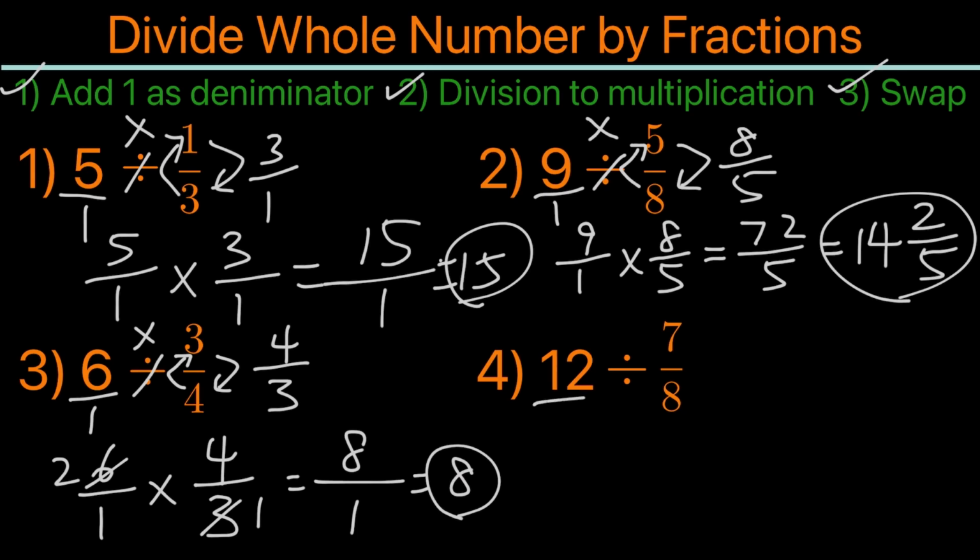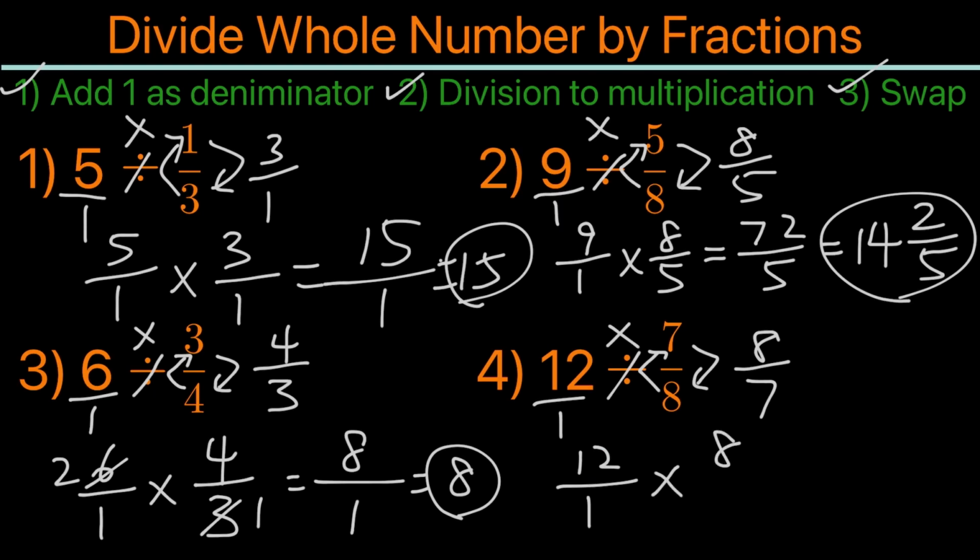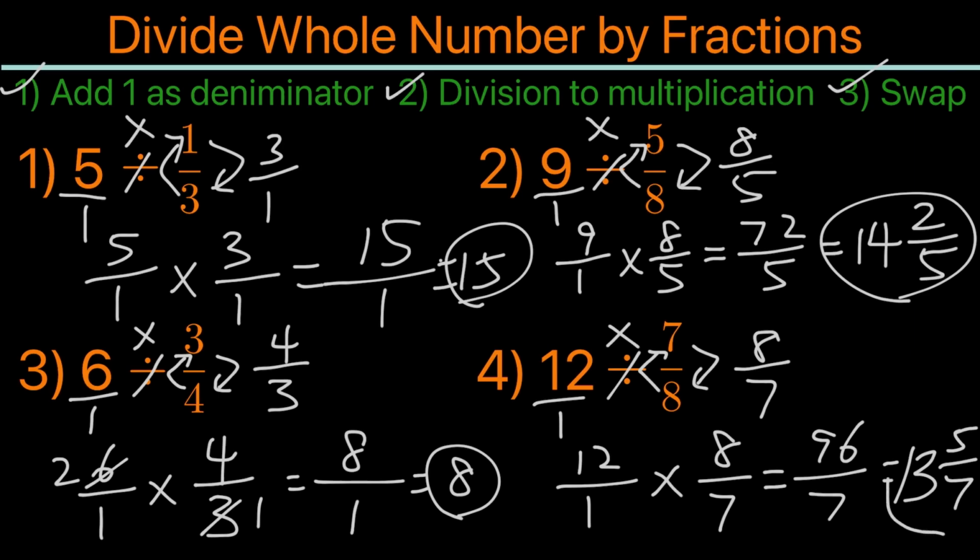Now for the fourth example, adding 1 as the denominator, change it to multiplication, and swapping, rewriting. Now 12 times 8 is 96, and then 7 on the bottom. And it's an improper fraction. If we divide 96 by 7, we will have 13 and 5/7. So that would be 13 and 5/7.